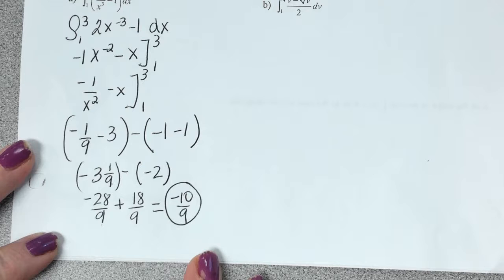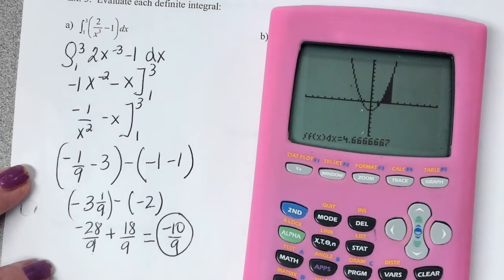So what does that mean about the curve? Does it mean the whole thing is below the x-axis? It could, but not necessarily, right? It would just mean that more of it's underneath the x-axis.